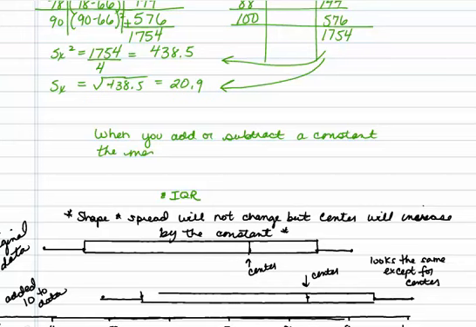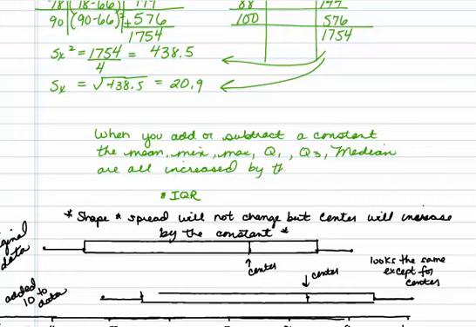the mean, min, max, quartile 1, quartile 3, median, are all increased by that same amount. The standard deviation remains unchanged.